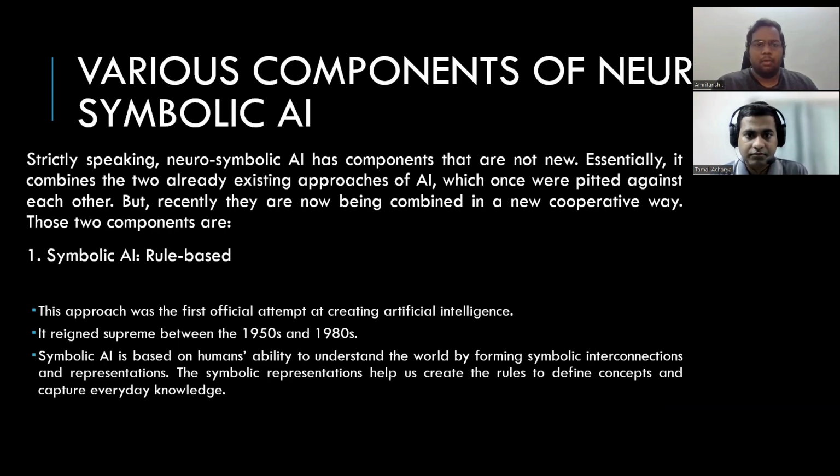Just to review and make sure everyone is on the same page, when we talk about the various components, fundamentally we are talking about symbolic AI. That's rule-based. This approach was the first official attempt at creating artificial intelligence, and it reigned supreme in the early days, 1950s to 1980s. The idea was, the way we understand the world, can we encode all that information and create rules to define concepts and capture everyday knowledge? That is really hard to scale, because whatever you know today will definitely change by tomorrow. That was really hard to do, but that's how we started.